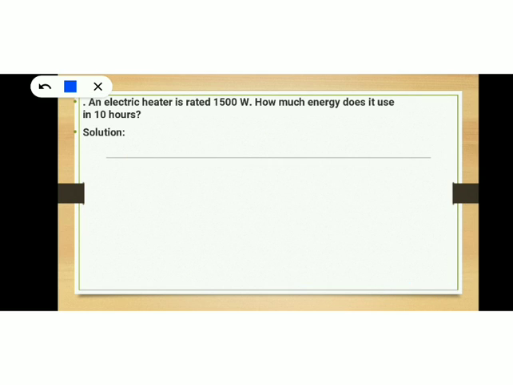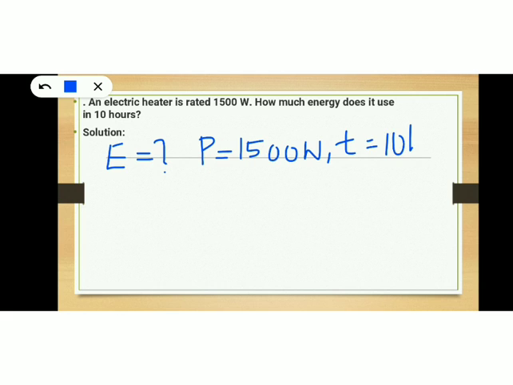Let's discuss the second numerical. An electric heater is rated 1500 watt. How much energy does it use in 10 hours? So you are supposed to find out energy, and what data are given in the question. An electric heater is rated 1500 watt, so power is given. Power is 1500 watt. And time is given. Time is 10 hours. Okay, you need to find out energy.